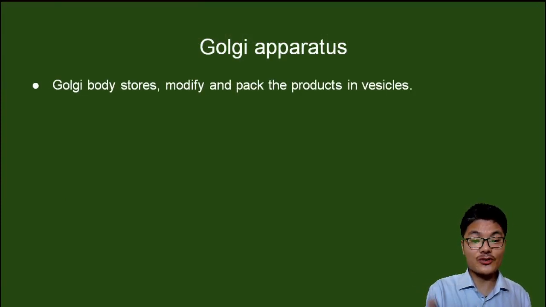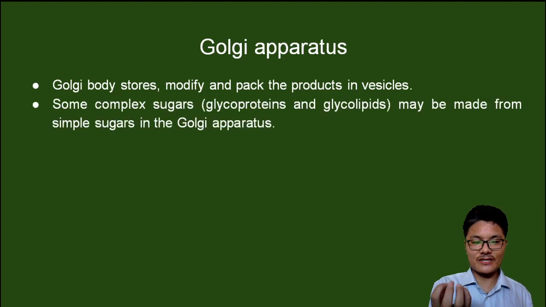Now let's summarize what we have studied about the Golgi apparatus. The Golgi body stores, modifies and packs products in vesicles. It helps in storing lipids and proteins, and it also modifies, that is changes, their structure. It processes the proteins and lipids, and finally packs them in the form of vesicles, membrane bound tiny structures. The Golgi apparatus also helps in formation of glycoproteins and glycolipids. Glyco refers to sugar or carbohydrate, lipid refers to fat molecules, and protein, as we all know, is a polymer of amino acids.